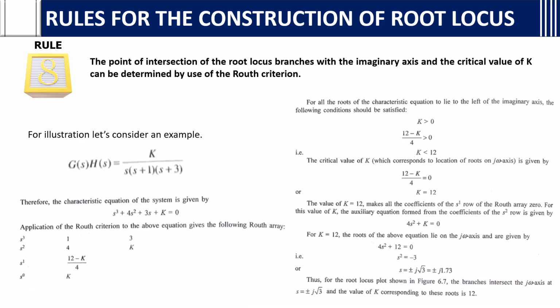Eighth rule: the point of intersection of the root locus branches with the imaginary axis and the critical value of k can be determined by use of the root criterion. Once again I will repeat: the point of intersection of the root locus branches with the imaginary axis, and the critical value of k can be determined by the use of the root criterion. How is this? I will explain with this example.